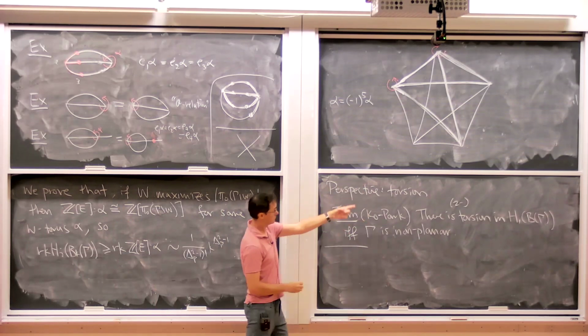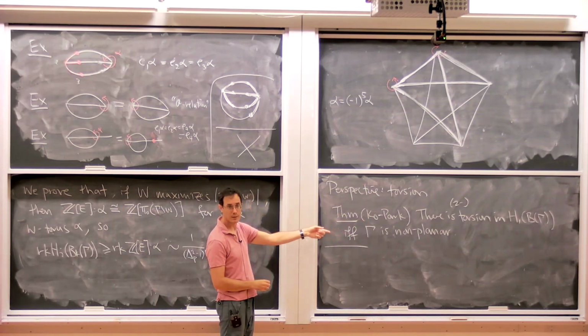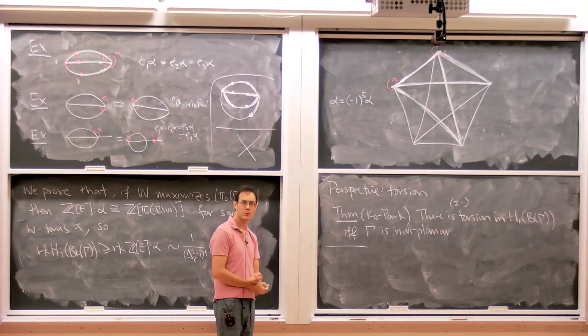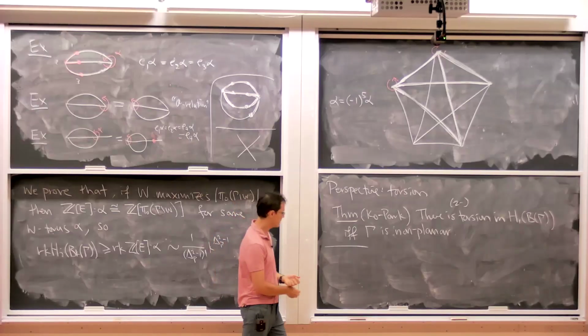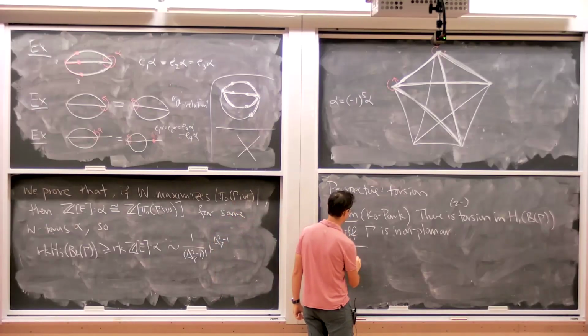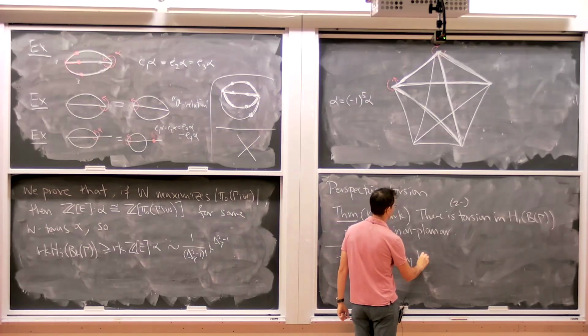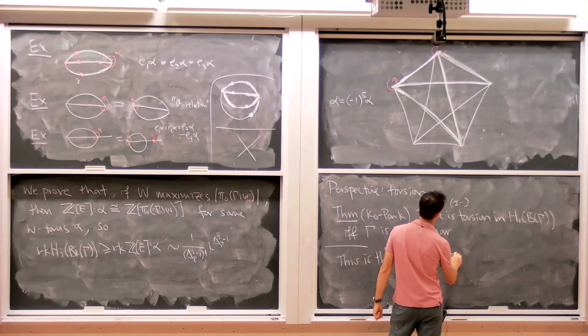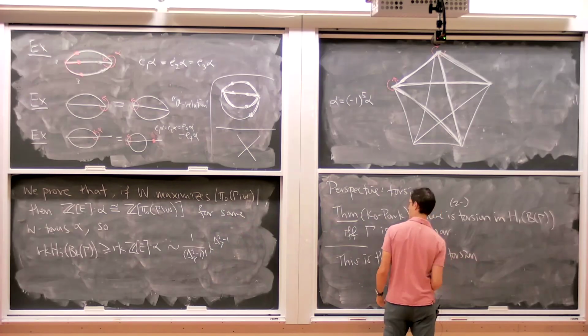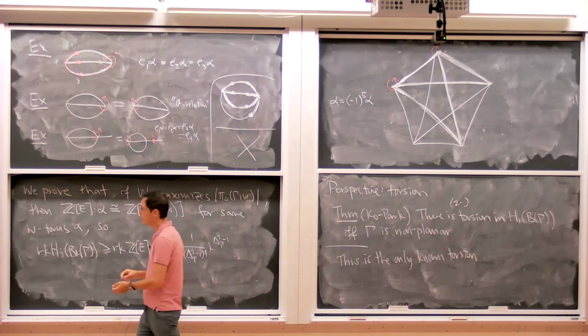This example, this two torsion that detects non-planarity, is the only example of torsion in homology that is known. So this is the only known torsion in homology, just for graphs.